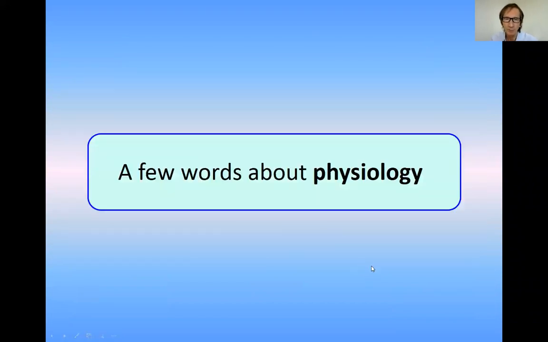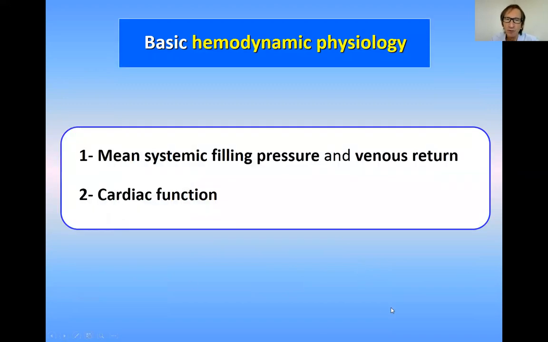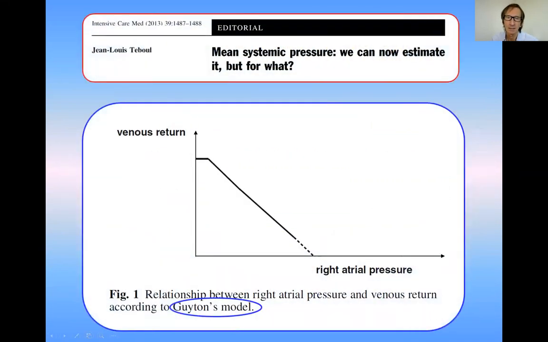I would like to start with a few words about physiology, and especially the physiology of mean systemic filling pressure and venous return. This is Guyton's model. It's a relationship between venous return and right atrial pressure. When right atrial pressure increases, venous return should decrease, and the intercept of this line with zero venous return is defined as the mean systemic pressure.